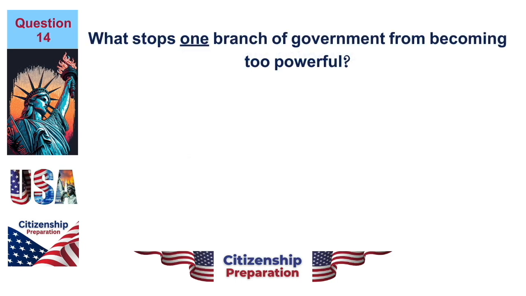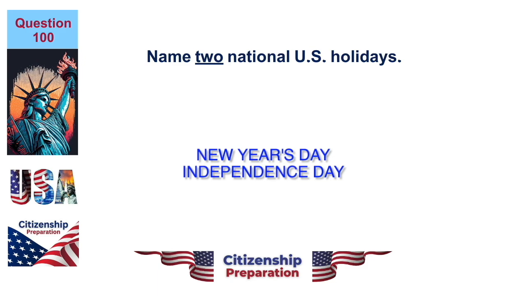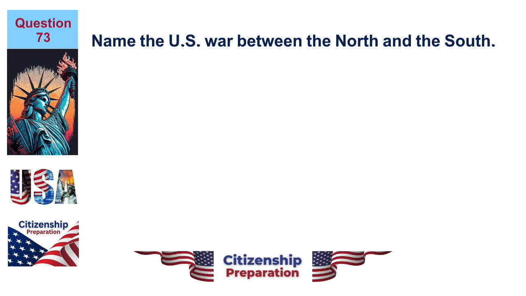What stops one branch of government from becoming too powerful? Checks and balances. Name 2 national U.S. holidays. New Year's Day. Independence Day. Name the U.S. war between the North and the South. The Civil War.